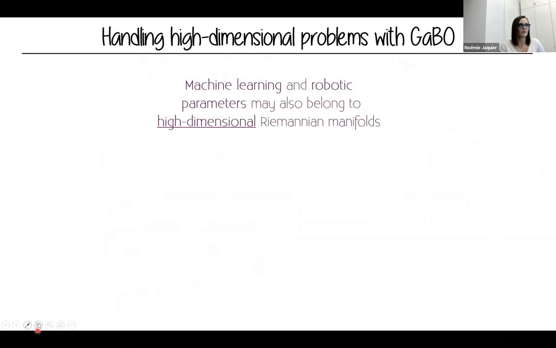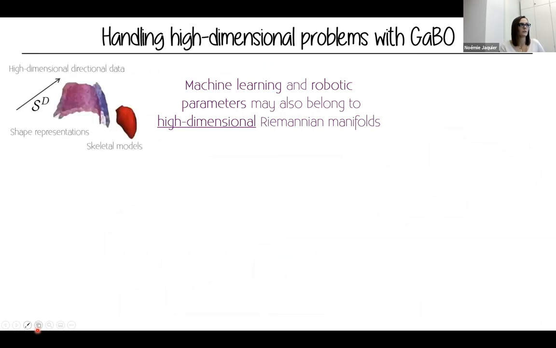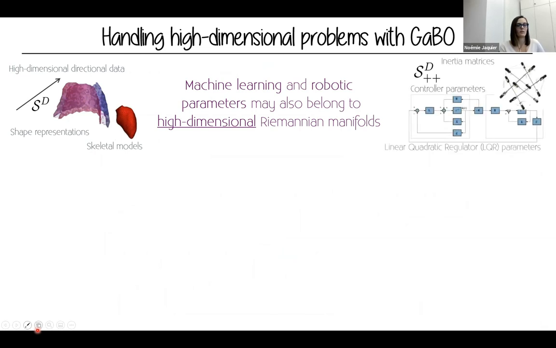So the idea here is that we have a lot of parameters that belong to high dimensional Riemannian manifolds, both in robotics and in machine learning. Examples on the sphere are high dimensional directional data, some shape representations, some skeletal models. And on the symmetric positive definite manifold side, we have inertia matrices that can be really high dimensional and controller parameters. Depending on which control parameter we consider, we can have really high dimensional control gains.